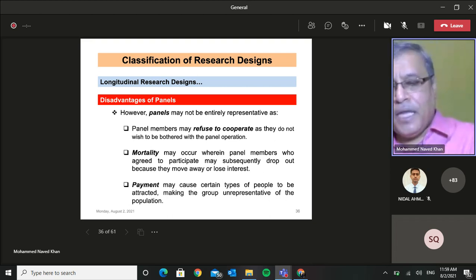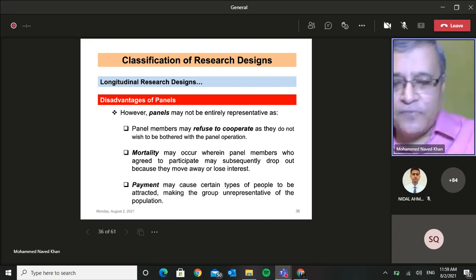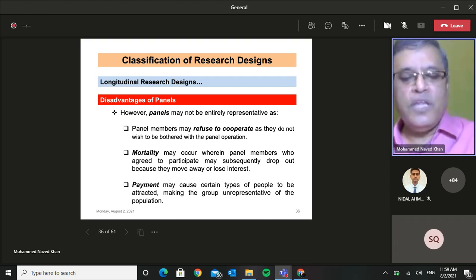Another issue is payment. Some researchers or organizations also give payments, as I told you earlier, but avoid giving payments. Some other incentives, for example gift coupons, can be given. If you start giving payments, certain types of individuals may be attracted to your panel, and these people are not after research. They are not there because of love for research. They are there because of the money. That is why whatever responses emerge would be biased. They may not be reflective of reality. So we need to be careful as far as this aspect is concerned.